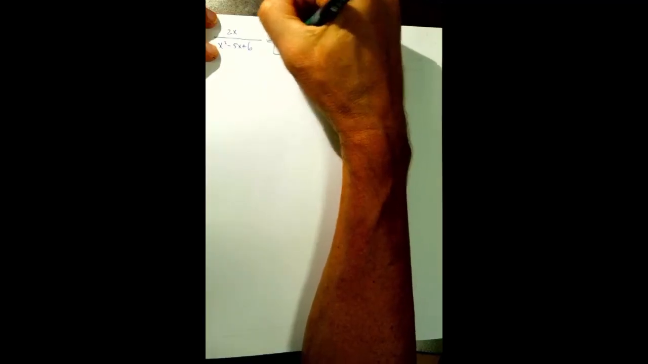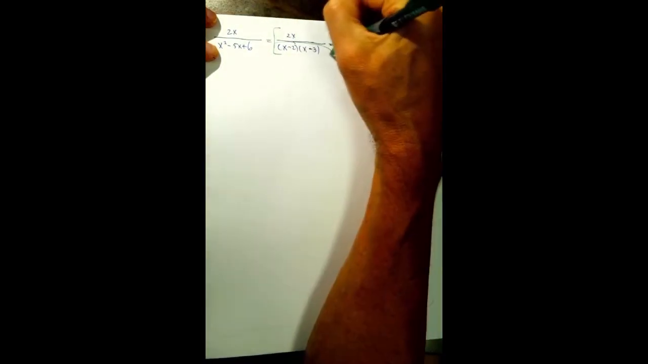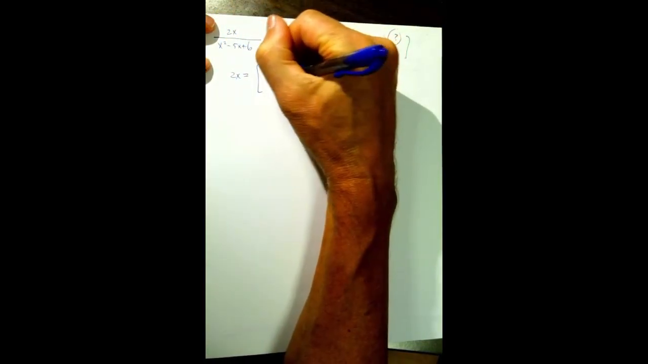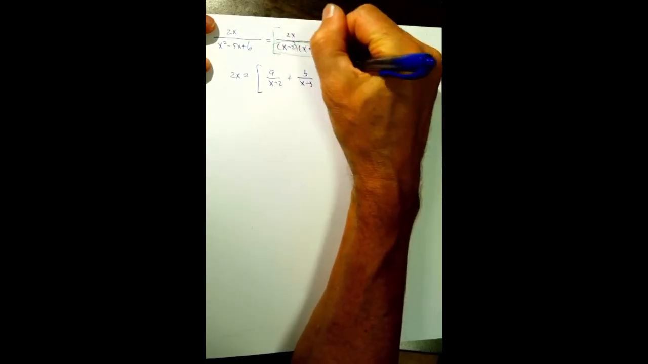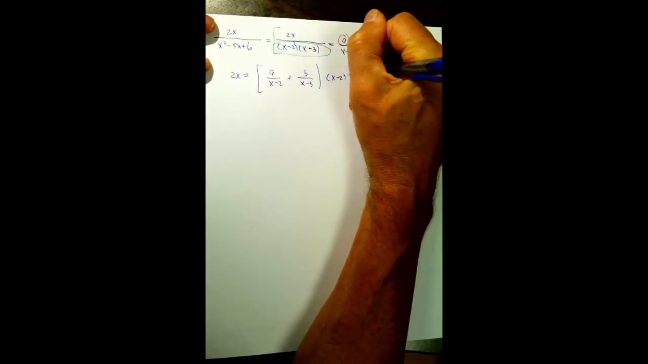The way I'm going to address that is I'm going to start with this expression and multiply both sides by this denominator. So I get 2x is equal to A over x minus 2 plus B over x minus 3, times x minus 2 times x minus 3.